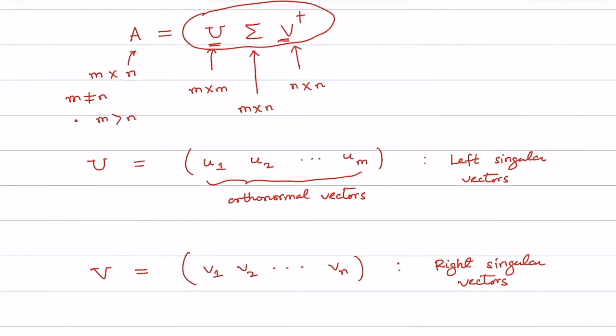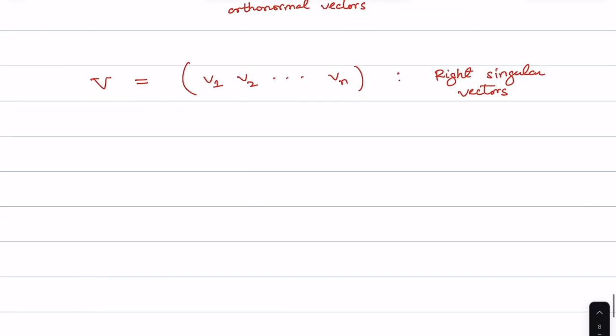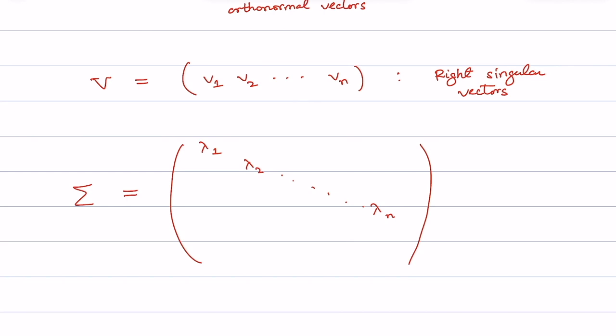Now, what about the matrix in the middle, that is capital sigma? Capital sigma is a diagonal matrix, an M by N matrix, so a non-square matrix, and its diagonal elements are arranged this way. Say its diagonal elements are lambda 1, lambda 2, all of them arranged in the main diagonal up to lambda N, and all the other elements are 0, like this.